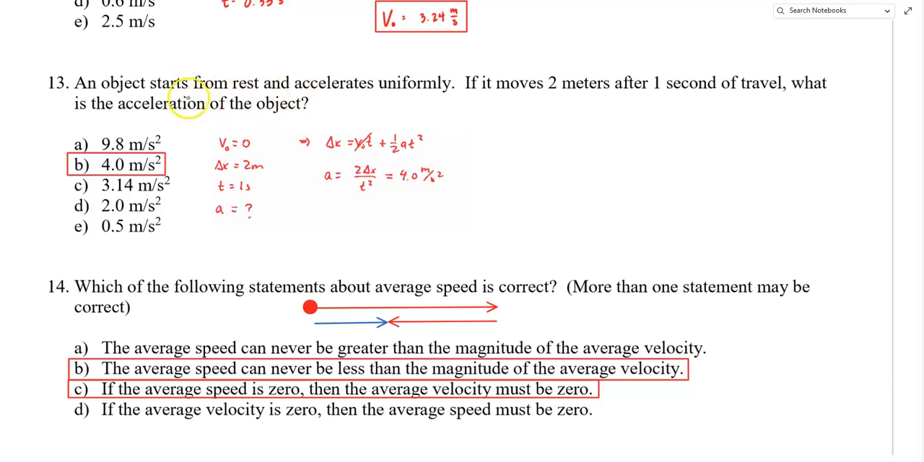I like number 13 as a question too because it really challenges your understanding of the formulas and the interpretation of what's happening here. We've got an object that starts from rest where it has an initial velocity of 0 meters per second, accelerates uniformly, and we know that it moves a distance of 2 meters and it took 1 second to complete that change in position. And I get a lot of students that think, well, if the initial velocity was 0 and it traveled 2 meters in 1 second, it must have had a final velocity of 2 meters per second, can we use that to compute acceleration?